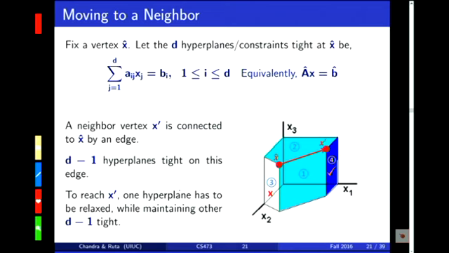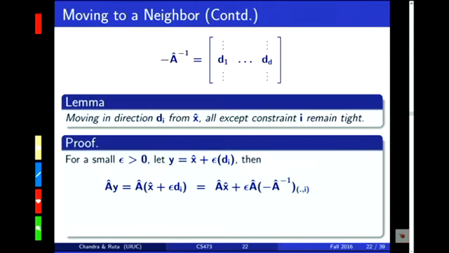Let's say that it forms this system A hat x equals b hat, where A hat is a d cross d matrix and b hat is a d cross 1 vector. So you took the d inequalities which hold with equality at this vertex and set up this linear system. Now look at minus A hat inverse. I claim that the d columns you get for this matrix are exactly the d directions of movement for the d neighbors.